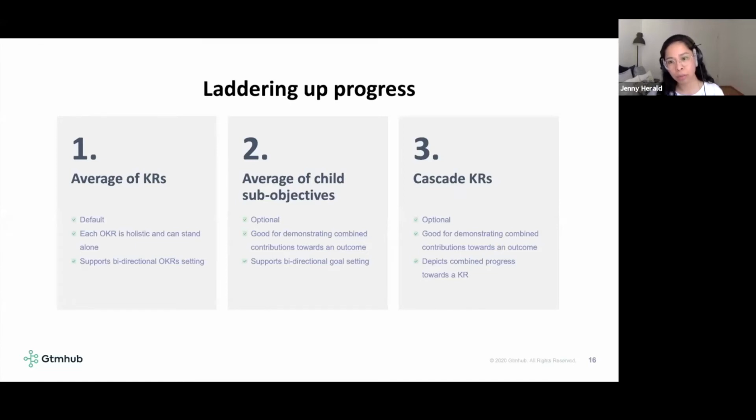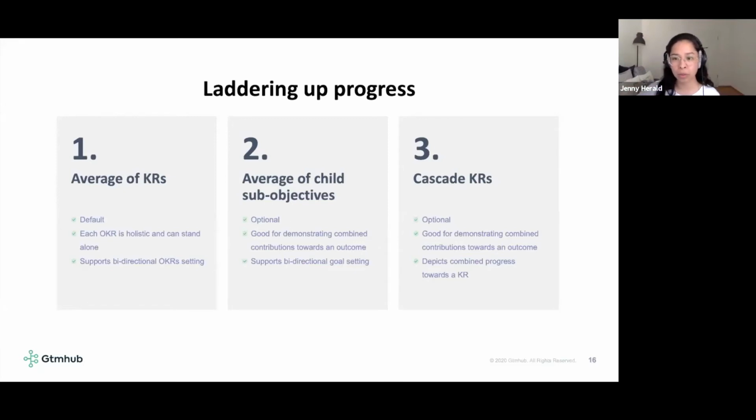The second method, which was recently released, is the ability to have an objective be calculated as the average of any sub-objective that is aligned to that main objective. This is an optional setting. It's good for demonstrating the combined contributions toward that one outcome, and it supports this best practice of being able to set bi-directional goals, where an organization can say, this is what we need to achieve, here's the outcome we want. Teams or departments, how do you want to ladder up to this overall goal?